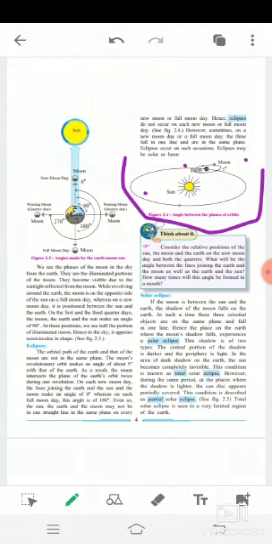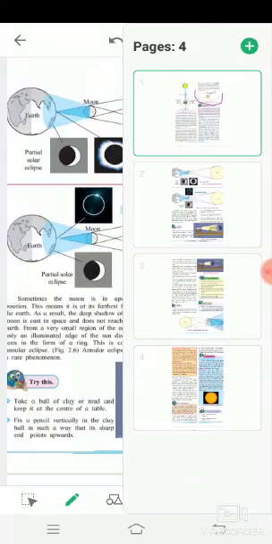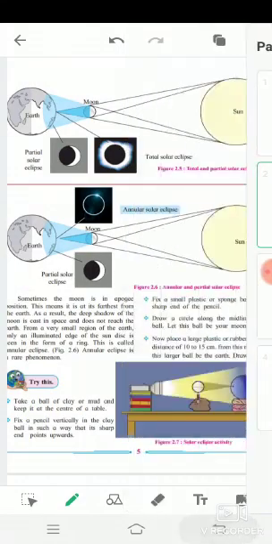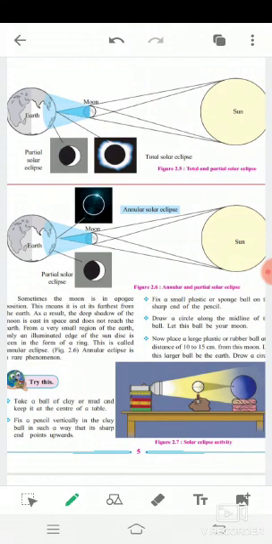Now here is the diagram of partial solar eclipse, figure 2.5, total and partial solar eclipse. So here is the moon and the sun and the earth. Earth is in the half dark position. This is the partial solar eclipse diagram. Total and partial solar eclipse diagram.